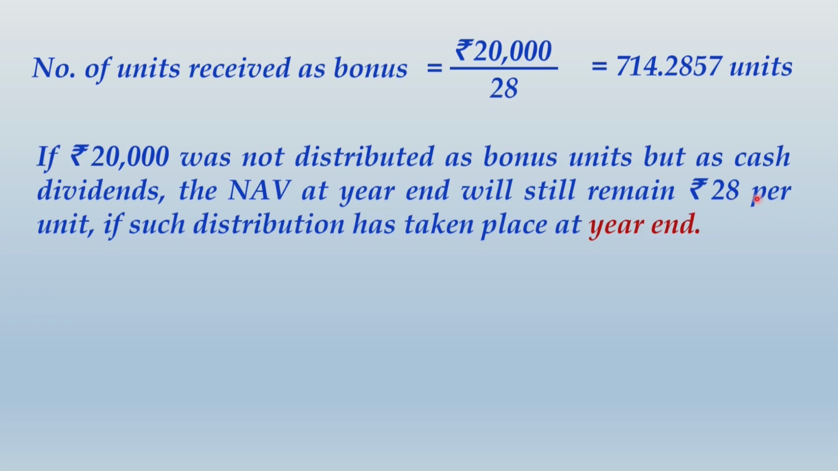That means it does not make any difference in the hands of investor whether those benefits were given in the form of bonus or cash dividend, as far as that year is concerned, where the return overall was 20%. The NAV at the end of the year still remains 28. So note down this as well, and that will be end of the solution.